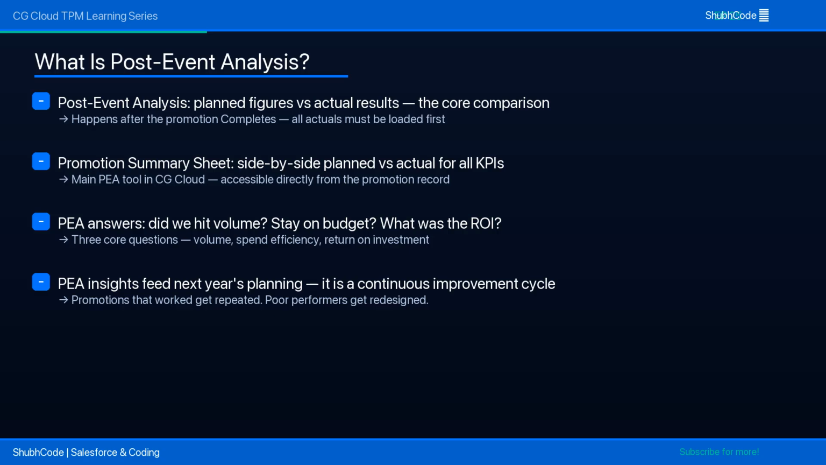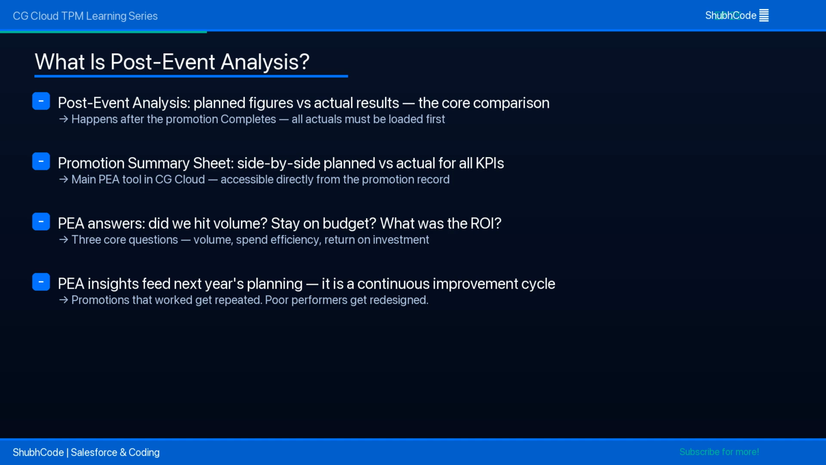Post-event analysis, or PEA, is what happens after a promotion ends. You ran a promotion, you spent trade budget. Now the question is, did it actually work? In CG Cloud, PEA is the process of comparing what you planned against what actually happened. Did you hit your volume target? Did you stay within spend budget? What was the actual ROI?